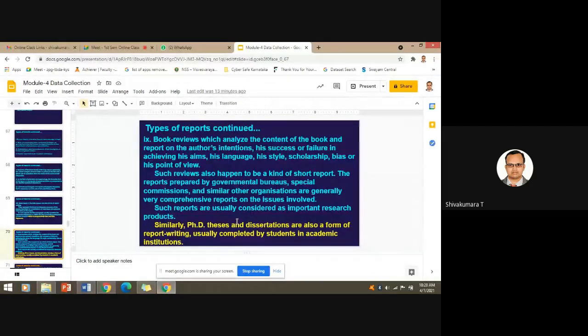And the last for the current discussion, book reviews. As we have just seen with the research methodology textbook, book reviews are there. They cover the content of the book and report on the author's intentions. In the preface of the book itself, the author explains the content of the entire book. In a technical textbook, the author discusses that in this chapter so and so is going to be discussed, in the second chapter so on, and so on.